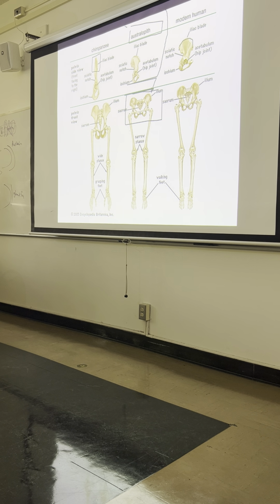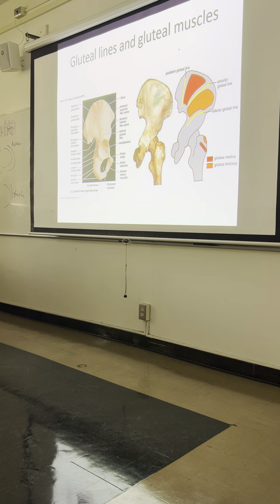to allow glute medius and minimus to function both as abductors and keep the pelvis flat. Here's the gluteal lines that medius and minimus are attaching to, so we can look for these on pelvic bones. Medius and minimus attach to the greater trochanter. So yet again, another reason we care about the greater trochanter.